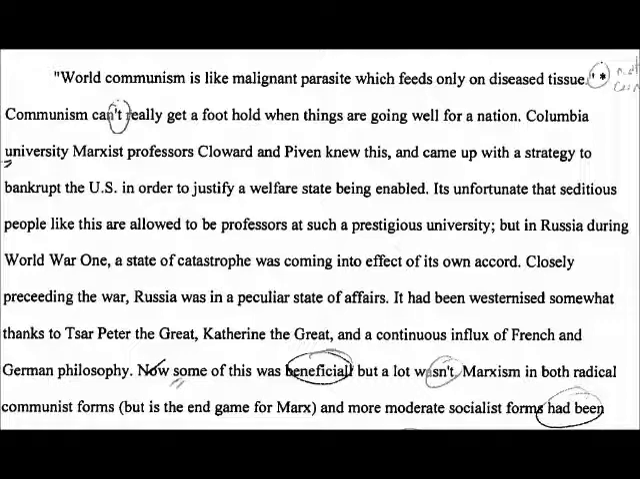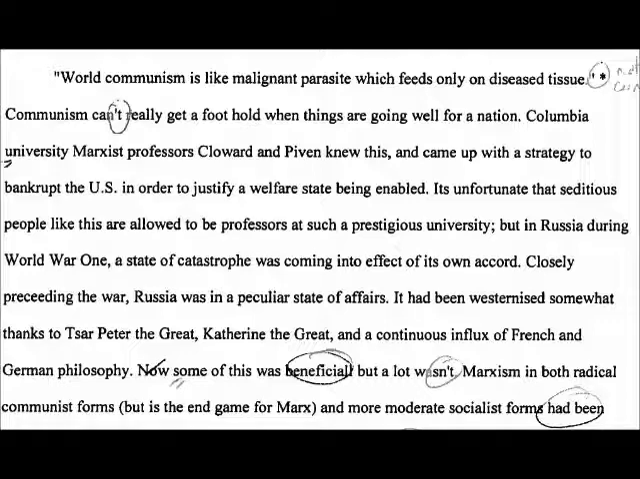World communism is like malignant parasite which feeds only on diseased tissue. Communism can't really get a foothold when things are going well for a nation. Alright, what are some problems with these first two sentences of this introductory paragraph? One, we have a quote to start things off that is really not embedded at all in the text. In addition, the author actually miswrote the quote. Is like malignant parasite is actually a misquote of the text he was trying to quote. In addition, he failed to footnote correctly. As you can see at the end here, he used an asterisk, not a footnote. We'll talk about footnoting in a second. This was a bad start, and it didn't get much better.